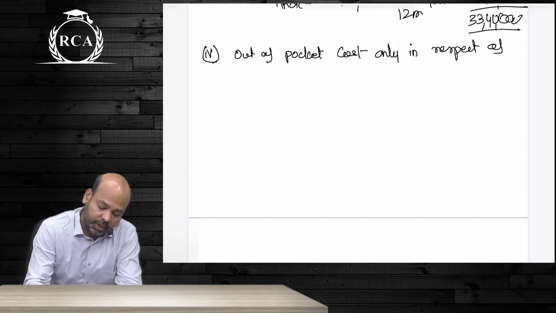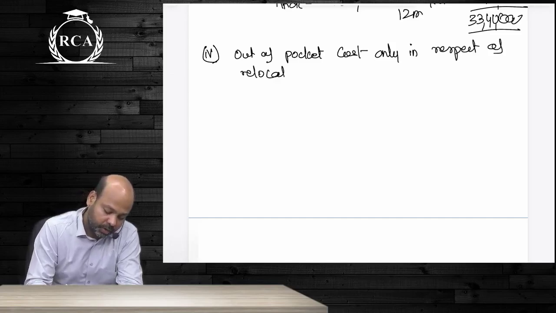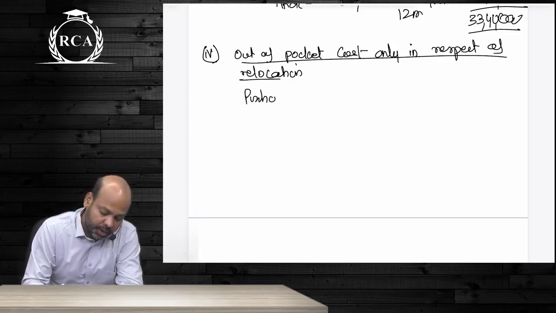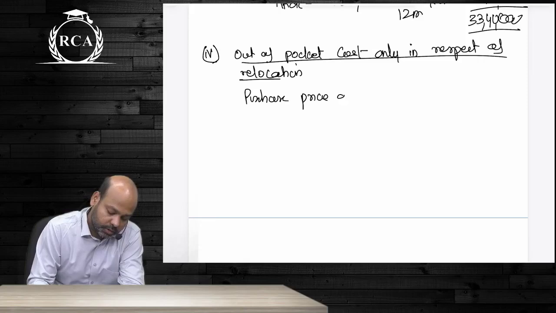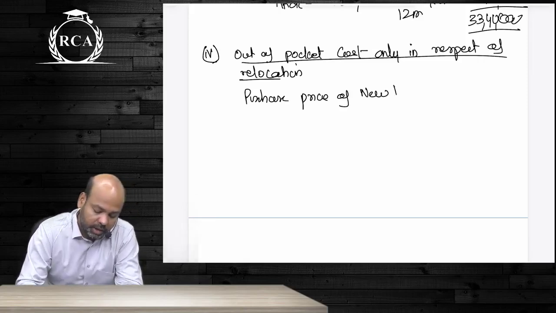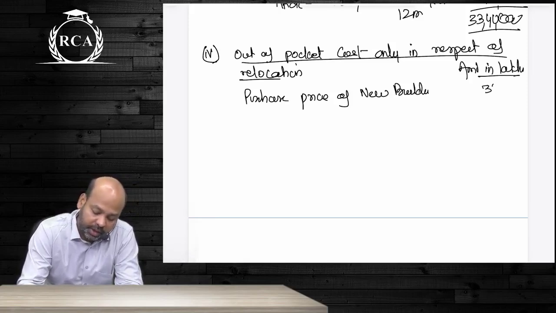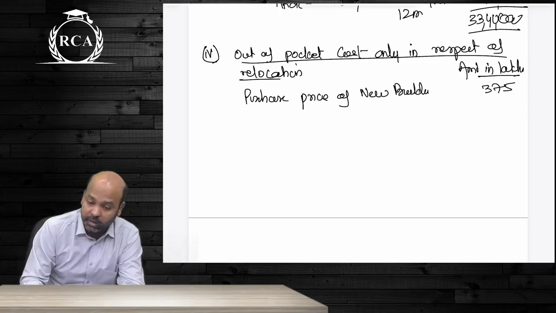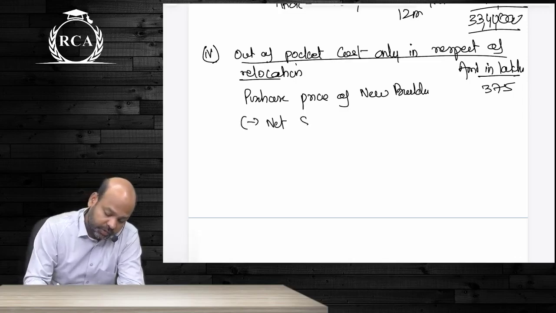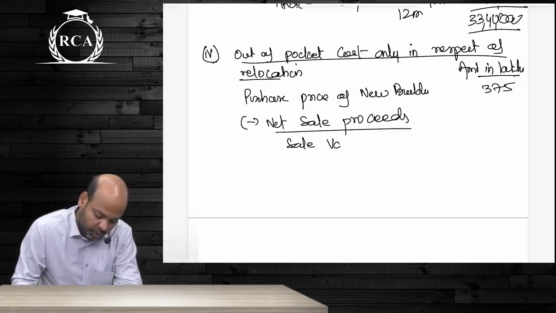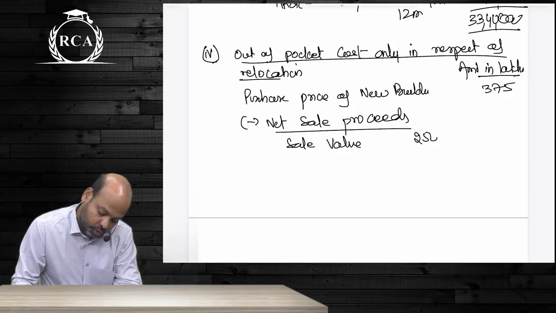So when they give only in respect of relocation, what is the purchase price of the new building? कितने में खरीद रहे हो बेटा? I'll write the amount in lakhs here. I'm going to buy the new building for 375 lakhs. Less: net sale proceeds. ध्यान ठीक है. What is the sale value? How much are we selling the old building for? 250 lakhs.